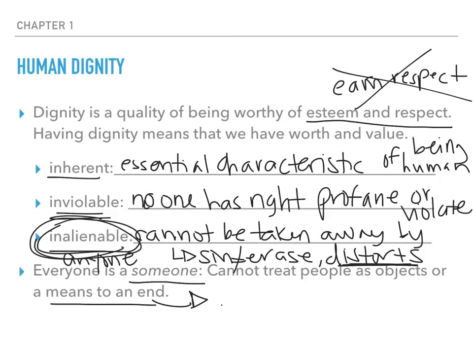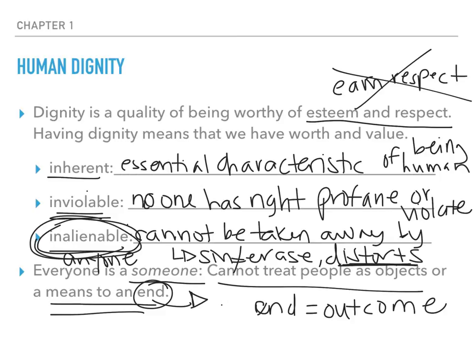So again, inherent, inviolable, inalienable, this will all be on your quiz, and so will this principle. Is it okay to use people as a means to an end? No. You can never use a person as a means to an end, no matter how good the outcome. You can never use people as a means to accomplish good ends.